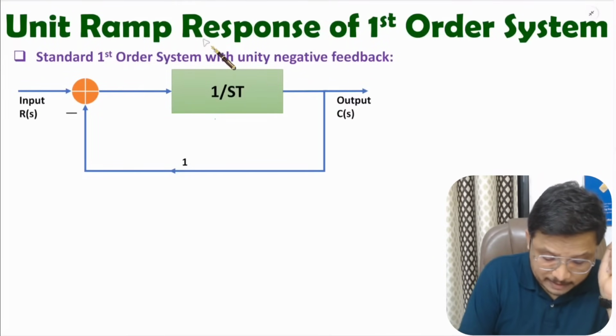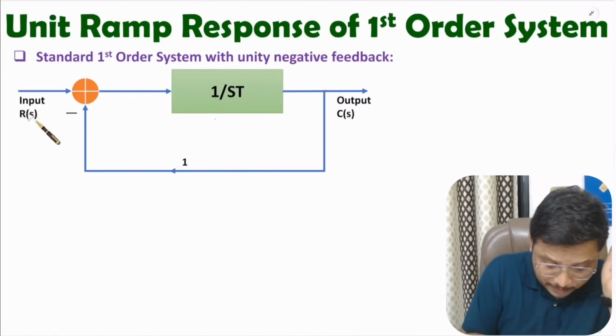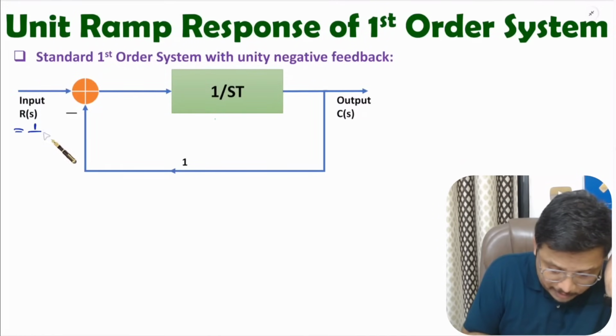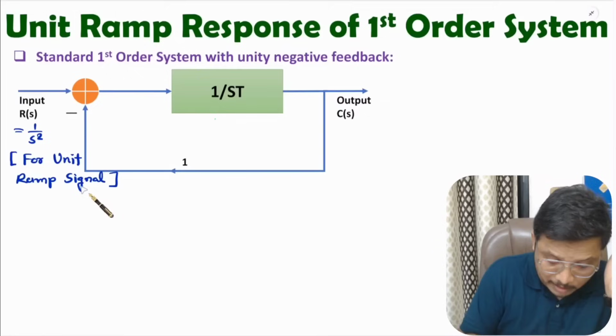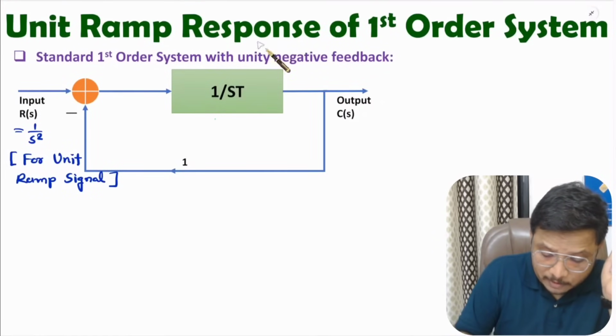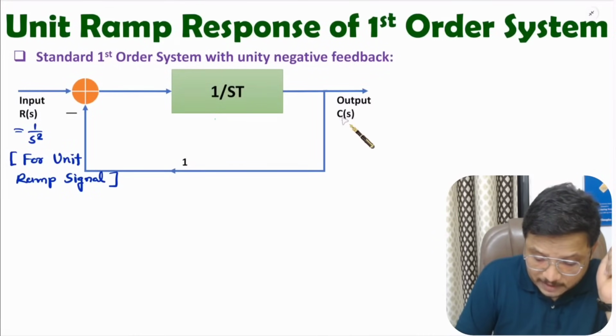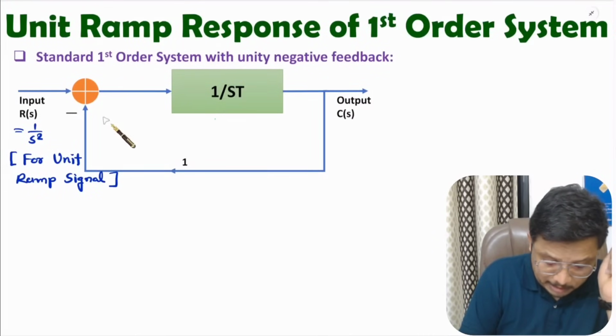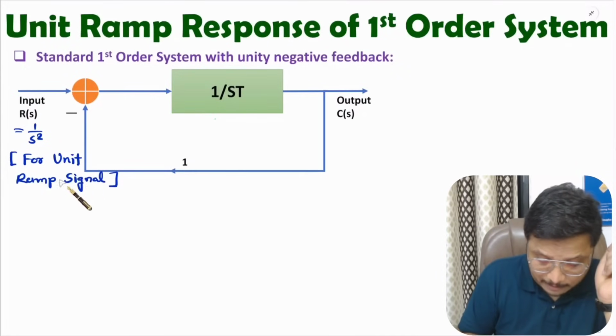Unit ramp response means the input signal is a unit ramp signal. So R of S, the unit ramp signal, is 1 by S square. In unit ramp response, we need to identify the output C of S, provided the input is a unit ramp signal.